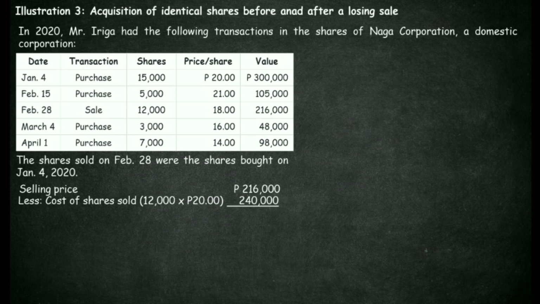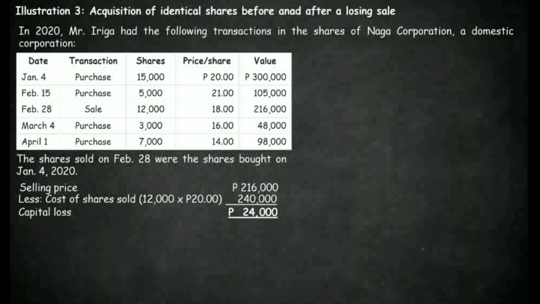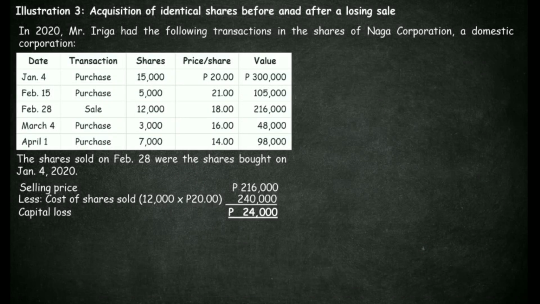So, mas malaki yung cost of shares sold. So, the difference is a capital loss of 24,000 pesos. Okay, so now that we already knew how much is the capital loss, the next question would be, kung ang 24,000 pesos capital loss ba ay deductible if we are going to compute for the net capital gains in 2020. So, how to answer that?